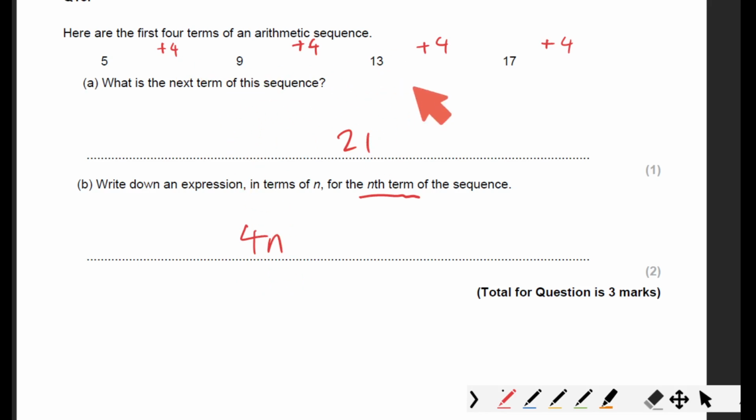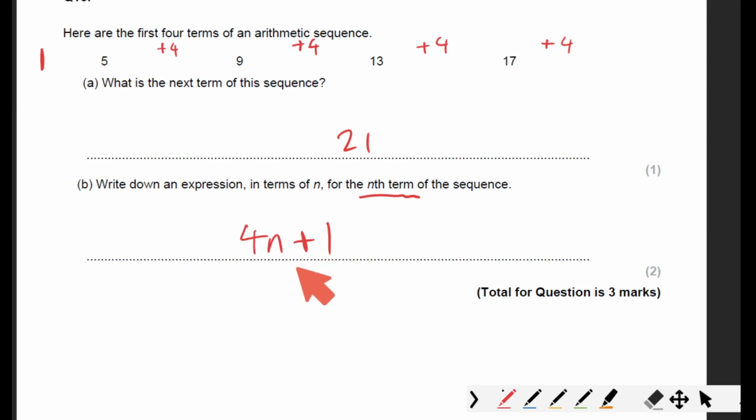But now we need to know what comes before the 5. We've got 17, 13, 9, 5. To go backwards, we take away 4. So the number that comes before 5 is 5 take away 4, which is positive 1. There you go, that's the nth term.